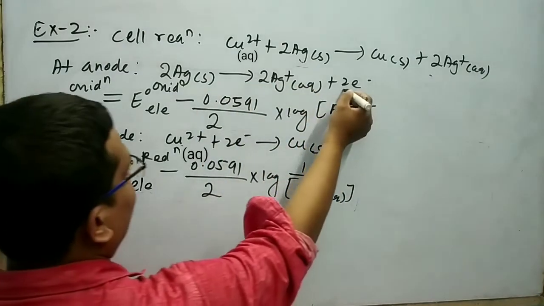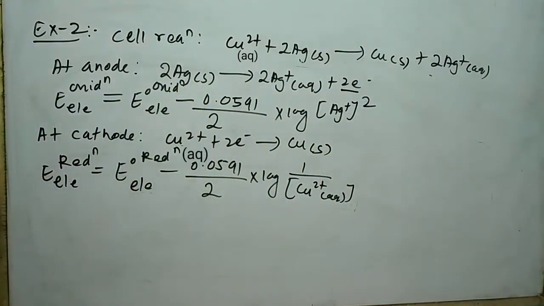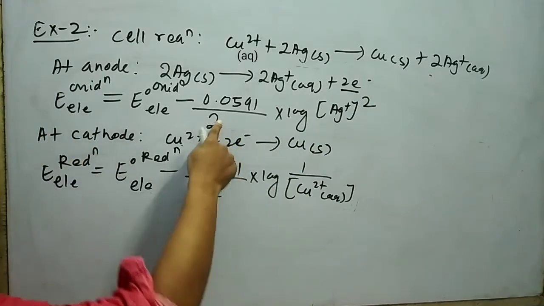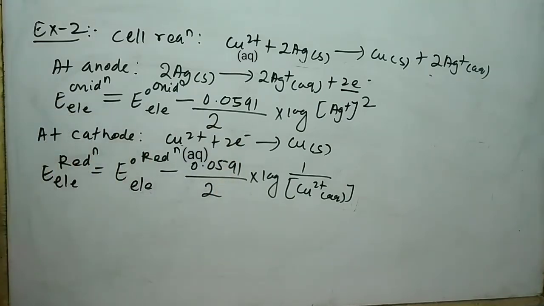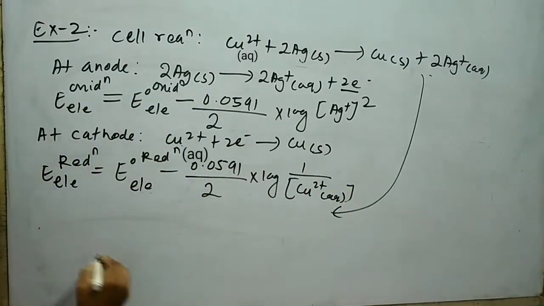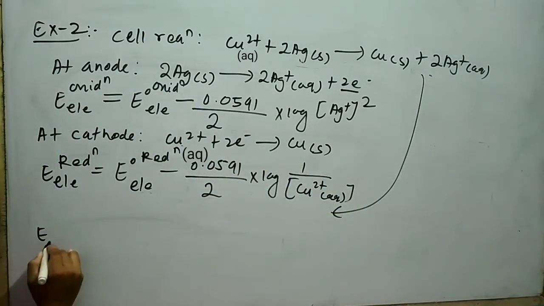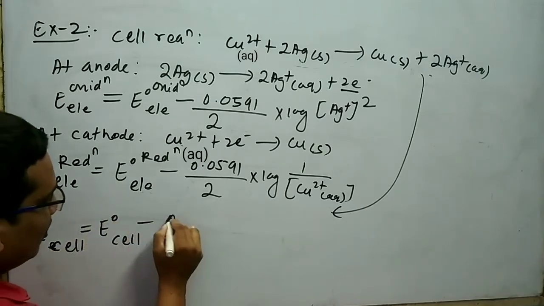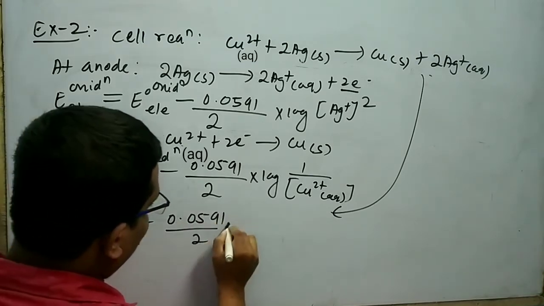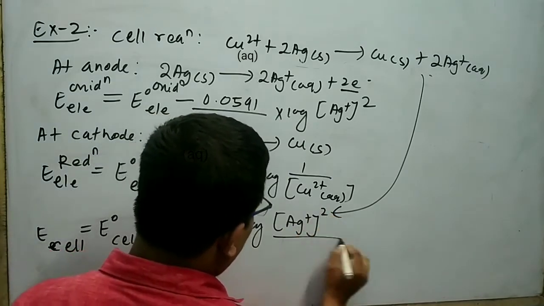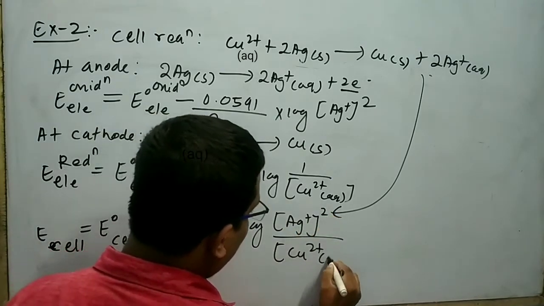Look at that, here 2 electron removed from 2 Ag molecule and that 2 electron gained by 1 Cu2 plus ion. That's why here 2 is written, also here 2 is written because the value of n is 2. For this equation I can write the Nernst equation like that: E cell equal to E0 cell minus 0.0591 divided by 2 into log of concentration of Ag plus power 2 divided by concentration of Cu2 plus.